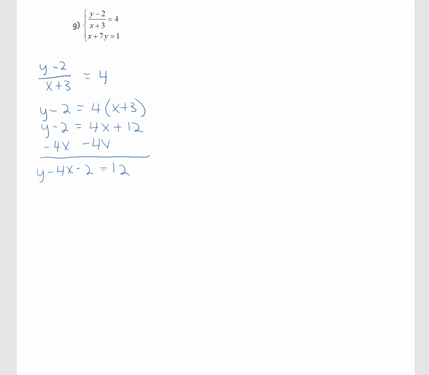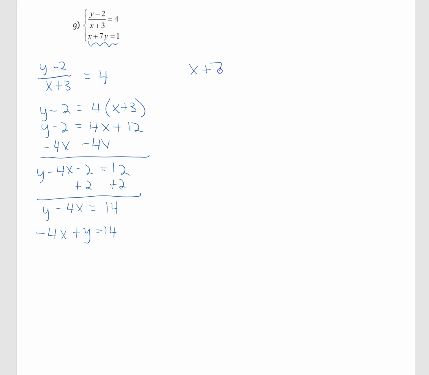So what I'm doing here is trying to get it into a similar looking form as the second equation. So then we can set them up and hopefully add or subtract to get rid of a variable between the two equations. So the next thing I'm going to do is add 2 to both sides. I have y minus 4x equals 14. And so now this is in a similar form as the second equation. I'm just going to change the order of these. It's the same thing as negative 4x plus y equals 14.